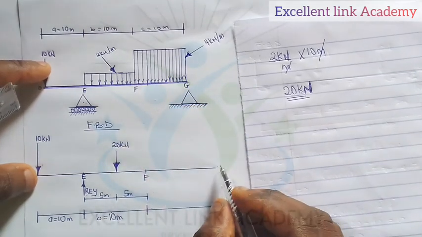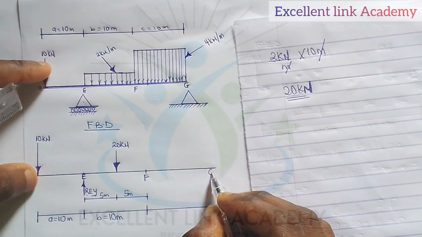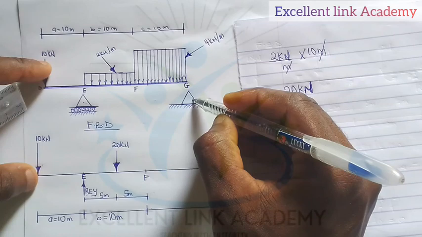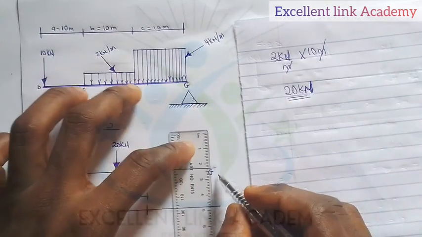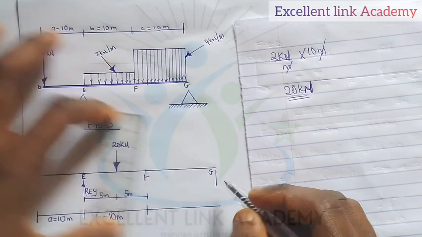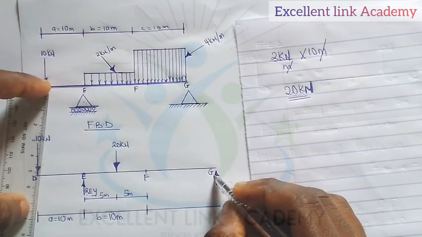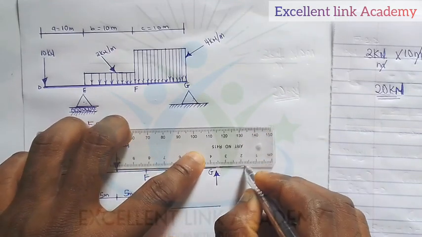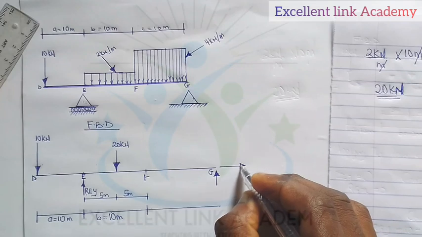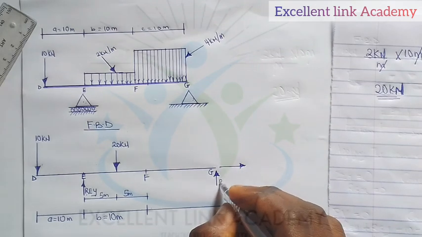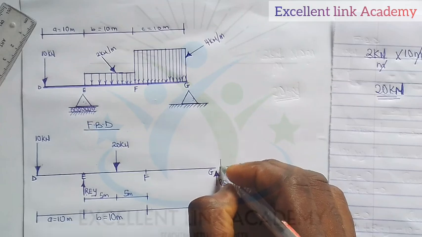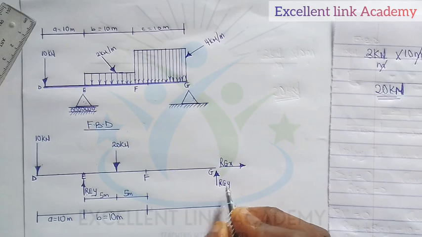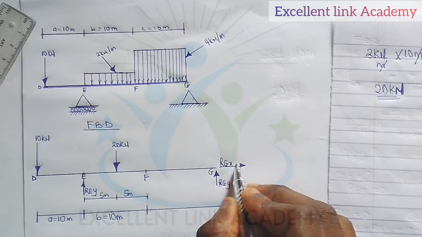Also, this is F here. Let's move to G. G is at this point. If you see, there's a pin support, and a pin support always has 2 reactions, a vertical reaction and a horizontal reaction. So what will I call this? I'll call this RGY, and this RGX. Reaction at G on the y-axis, and reaction at G on the x-axis.